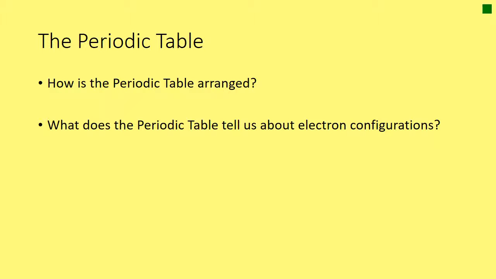So let's just check that we've done our lesson objectives. How is the periodic table arranged? Well, you remember that it's arranged in order of proton number or atomic number, and group numbers, number of outer electrons, and period numbers, number of shells. Okay, and what does the periodic table tell us about electron configurations? Well, it's split into blocks. The blocks are determined by the subshells, and the subshells tell us what subshell the outer electron is going into. So there we have it.